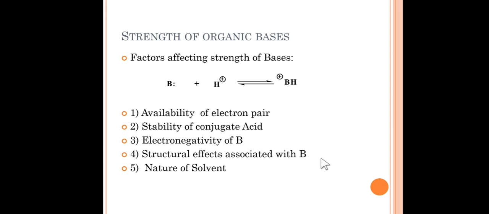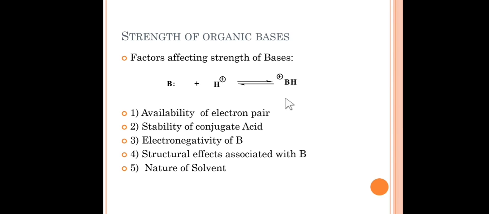Friends, regarding the strength of organic bases, if we consider B, and the lone pair on that B makes it a base, it will abstract the H plus and give BH plus, that is the conjugate acid. So friends, the factors affecting the strength of bases are as follows.